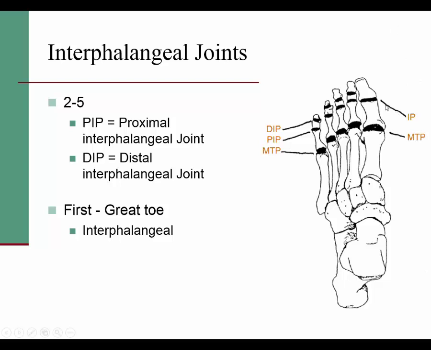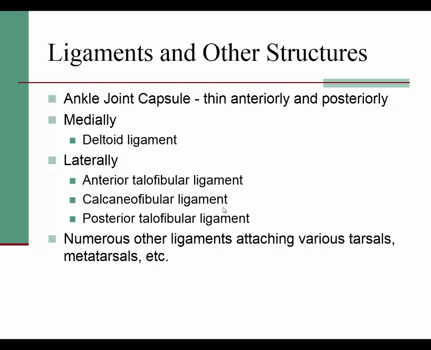Ligaments and other structures. So we have the ankle joint capsule. This is thin anteriorly and posteriorly. Medially, we've got what's called the deltoid ligament, and then laterally we've got what's called the anterior talofibular ligament, the calcaneofibular ligament, and the posterior talofibular ligament. Go ahead and make sure that you are reading about these in your book, but what I have done is pulled out some important information for you all to make sure you know and understand, just for future reference. There are numerous other ligaments that attach at various tarsals and metatarsals, but these are some of the main ones that we want to talk about.